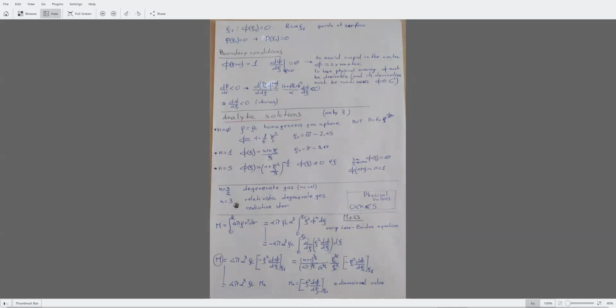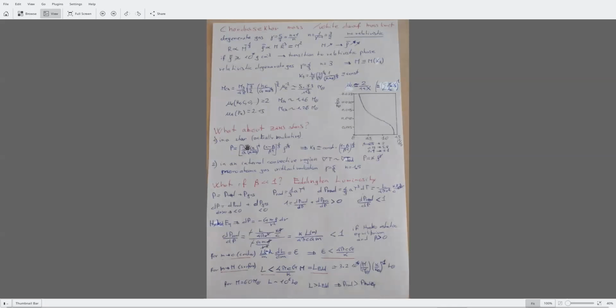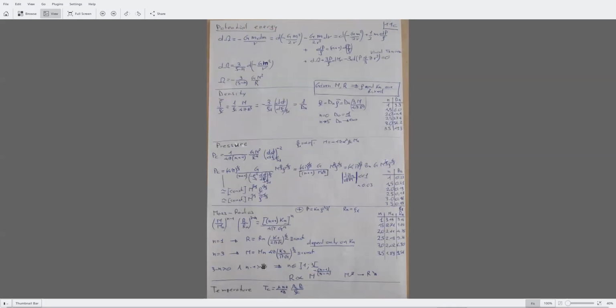3/2 and 3. 3/2 is the non-relativistic degenerate gas, while polytrope index 3 is the relativistic degenerate gas and normal stars in the main sequence, radiative stars. We got several descriptions, some nice results we obtained. But here already there is a mass-radius relation for the polytrope. So for a star there should be a relation between the mass and the radius.